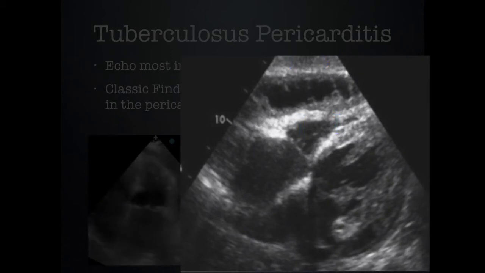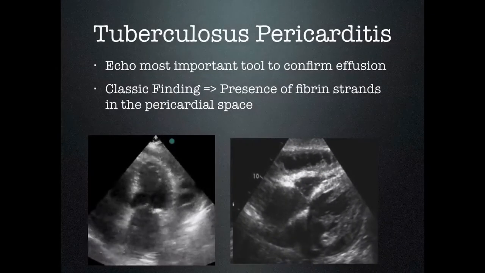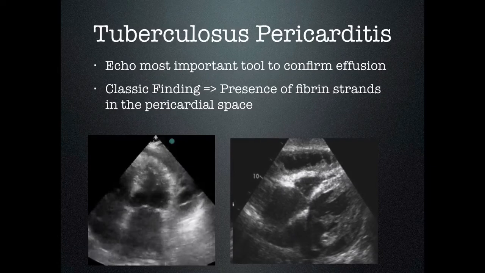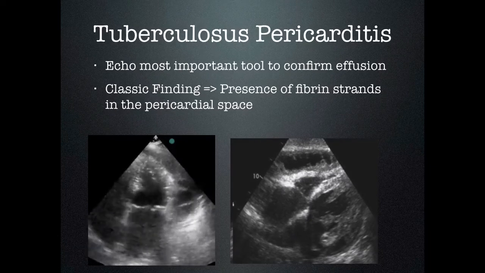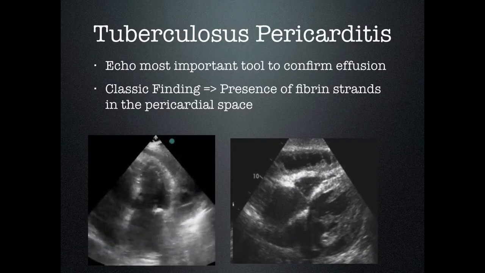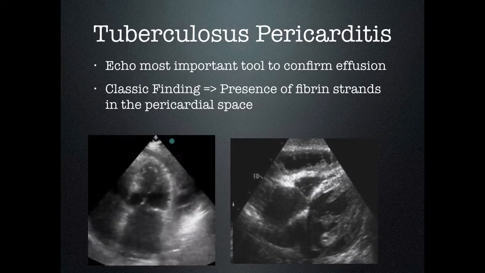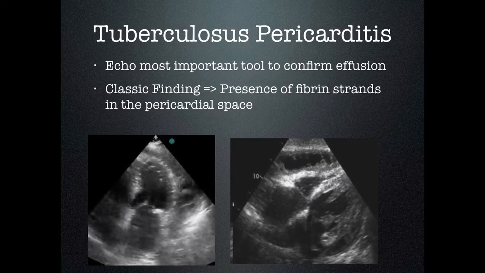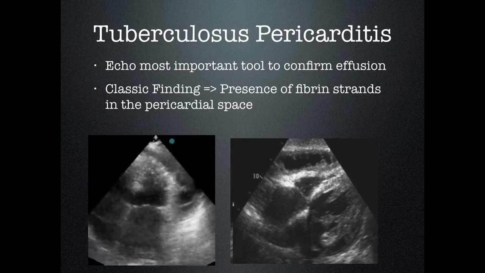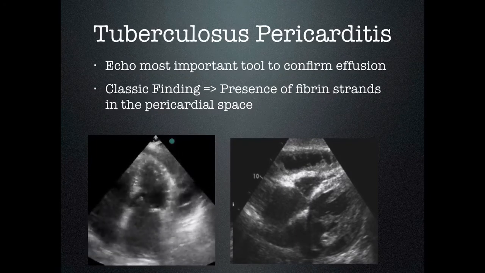These are classic findings. If you see pericardial effusions with fibrin or caseation in an endemic location, it is almost always due to TB. If you see fibrin or caseous effusions in an endemic location, these are almost always due to TB.